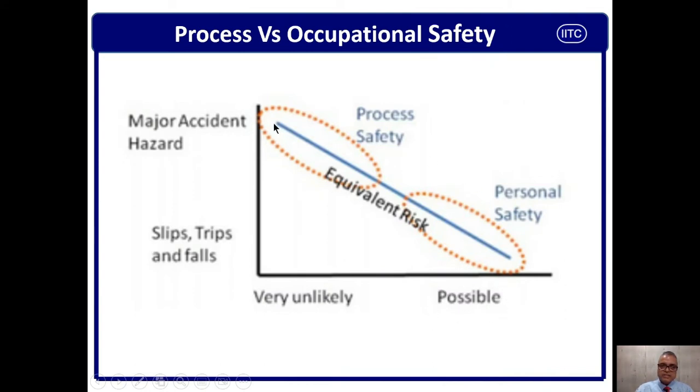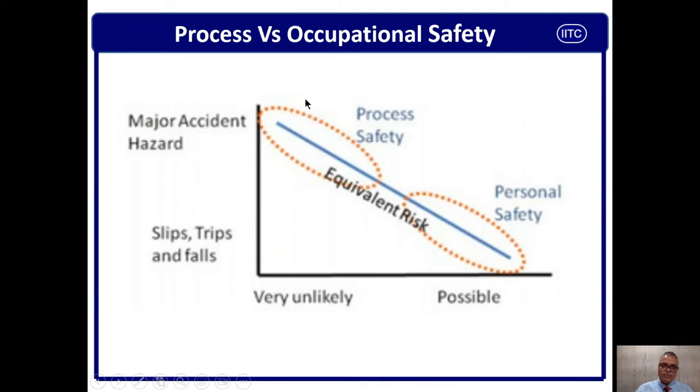If you refer to this slanting light blue line, here it is personal safety, meaning occupational safety. If you go down below, it shows that it is high probability, high in numbers. At the same time, on the corresponding axis, these are slip, trip injuries and this kind of injuries. So this graph shows that for personal or occupational safety the possibility is very high, whereas the severity is low compared to process safety.